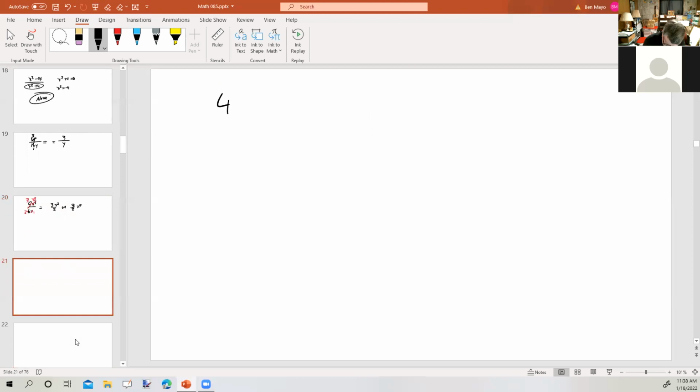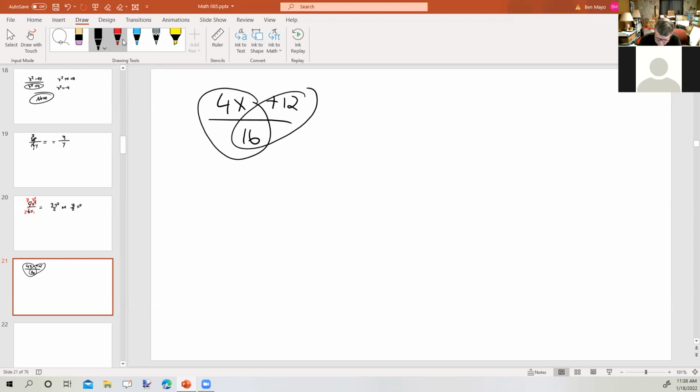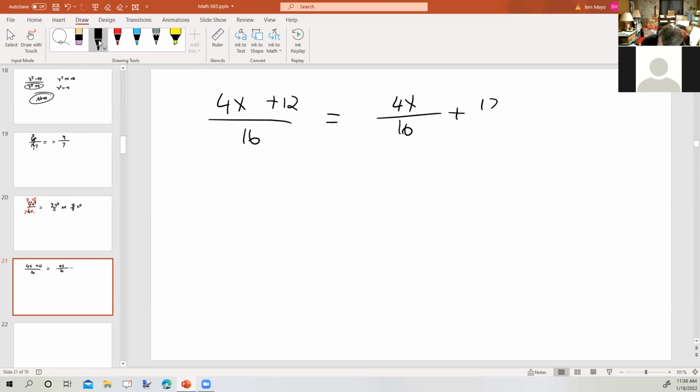How about this one? 4x plus 12 over 16. Here's where we need to be careful, okay? We can't reduce this, and we can't reduce that. Why not? Because in the numerator, these are terms, they're not factors. So what do I mean by all of that? Well, if I split it up, I could reduce them both. Or another way I can reduce them is to do this.